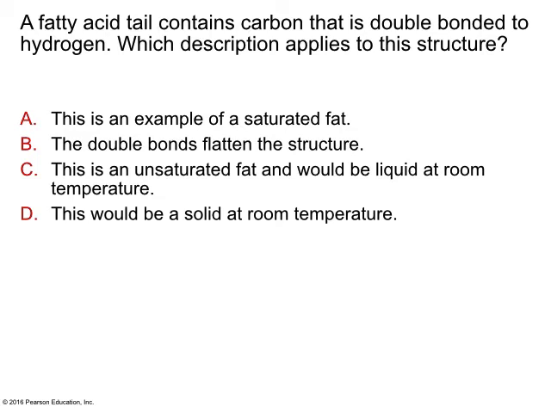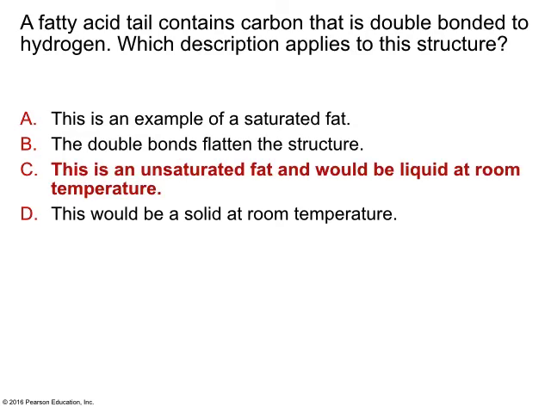So a fatty acid tail contains carbon that is double bonded to carbon. Which description applies to this structure? This is an example of a saturated fat. The double bonds flatten the structure. This is an unsaturated fat and would be liquid at room temperature, or this would be a solid at room temperature. This is testing whether you've read up on the chapter or not, because remember, it is important to read before the lectures so that you're not totally lost and you kind of know where you are.